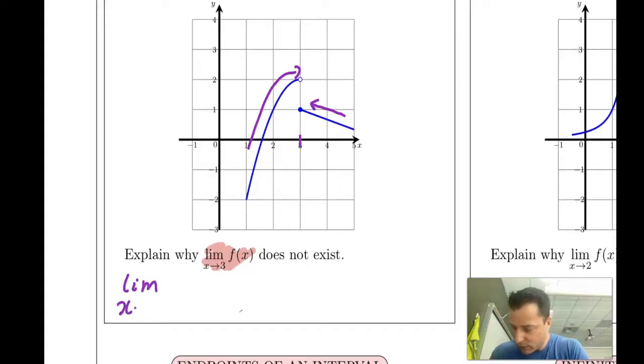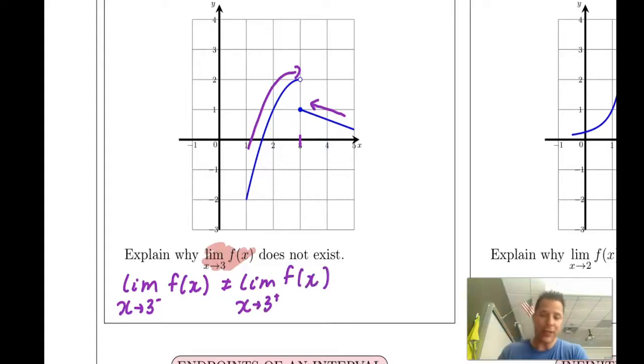So the limit as x approaches 3 from the left does not equal the limit as x approaches 3 from the right. Therefore, the limit at 3 does not exist.